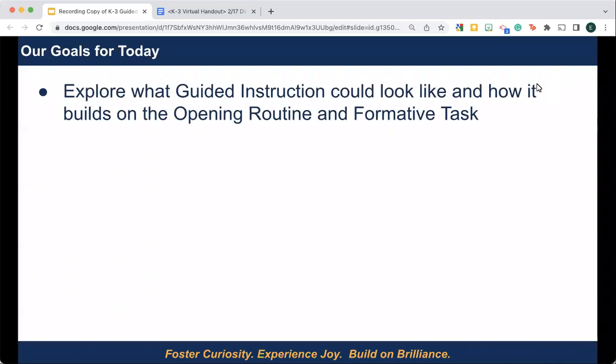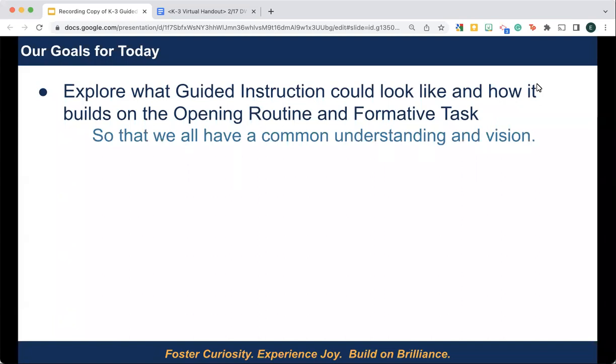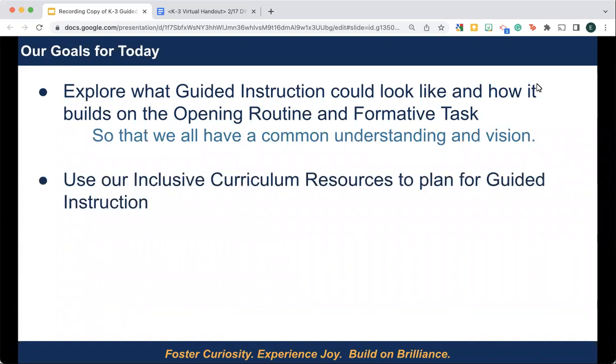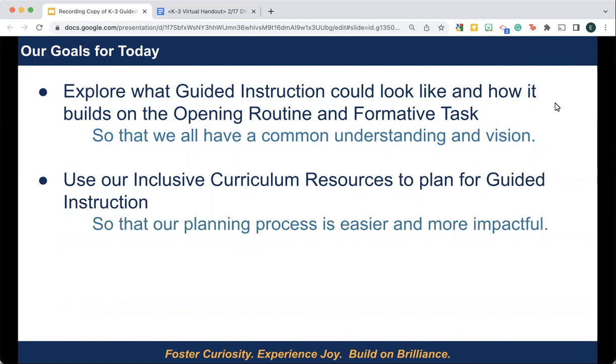So specifically, our goals are to explore what guided instruction could look like and how it builds on the opening routine and formative task, so that we all have a common understanding and vision for those first three components of the math block. And we want to explore how to use our inclusive curriculum resources to plan for guided instruction, so that our planning process is easier and more impactful. We know you have a lot to plan, so we want to think about how to really streamline that process.